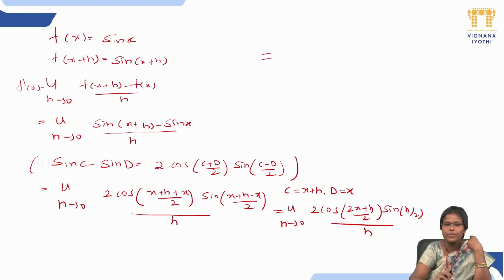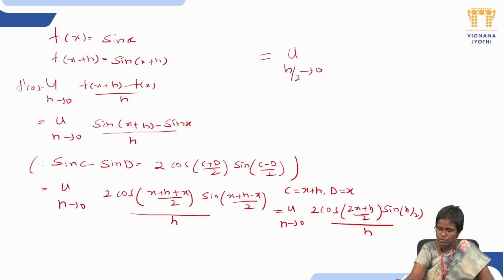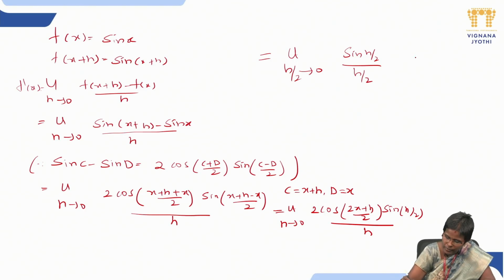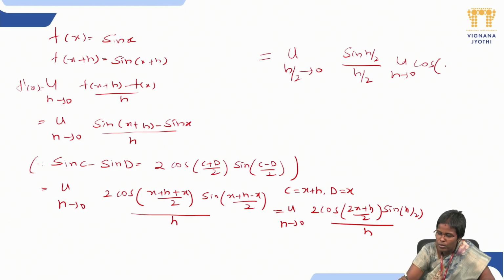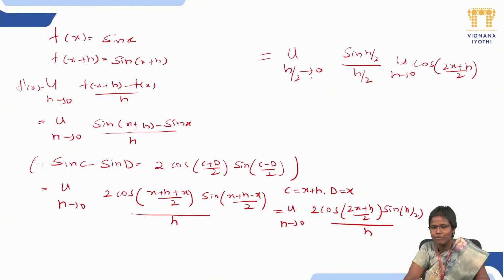Now, how to simplify this? Taking the 2 down, I write limit h by 2 tends to 0, sin of h by 2 divided by h by 2, times limit h tends to 0, cos of (2x plus h) by 2. I am taking the terms separately. You know very well that as theta tends to 0, sin theta by theta is 1. So naturally, this term becomes 1.